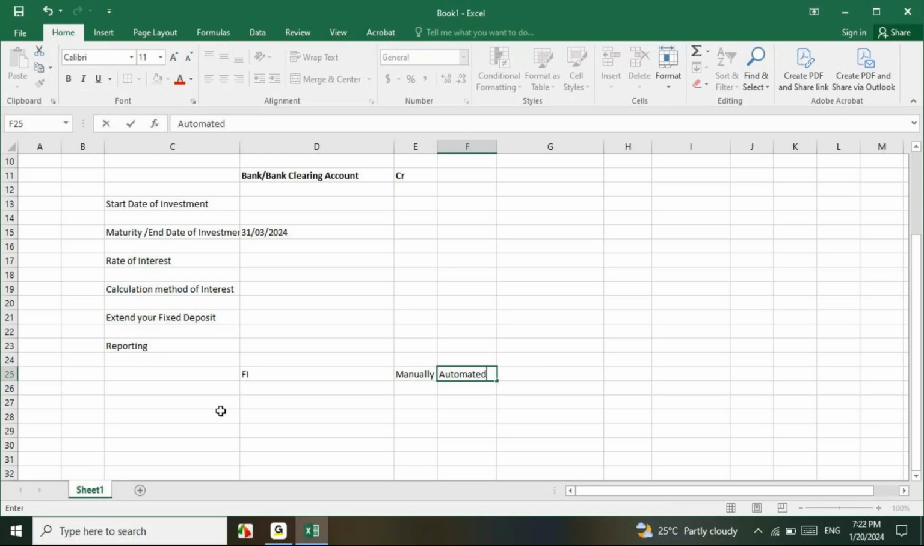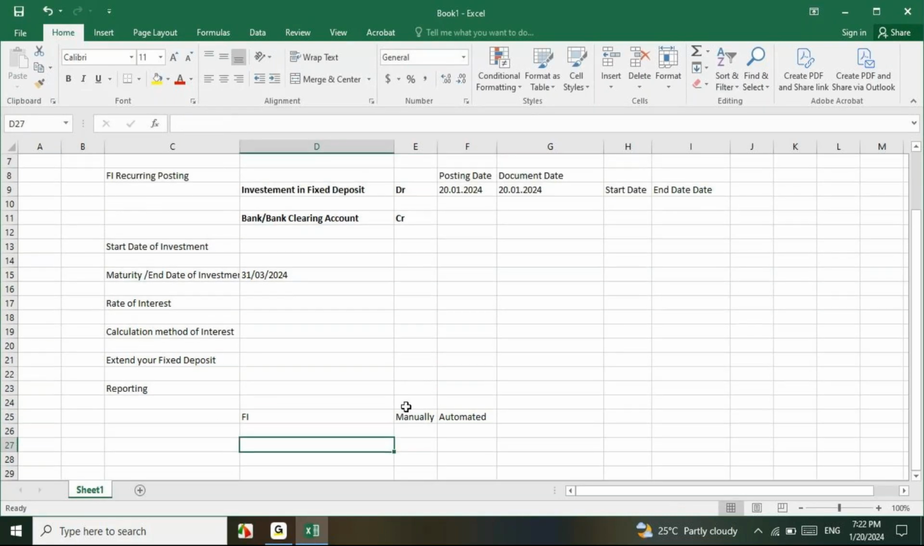But what else? There is no information, there is no reporting. You can do the initial entry automatically, but you do not have any reporting mechanism which will tell you this is the investment you have done, this is the start date of the investment, this is the maturity date, this is the interest amount to be calculated. Next point would be interest calculations.